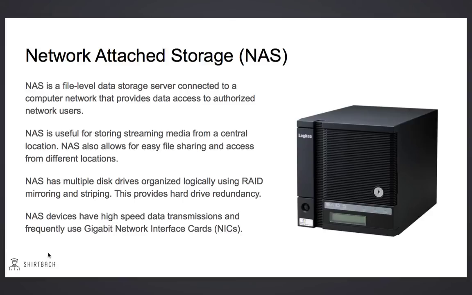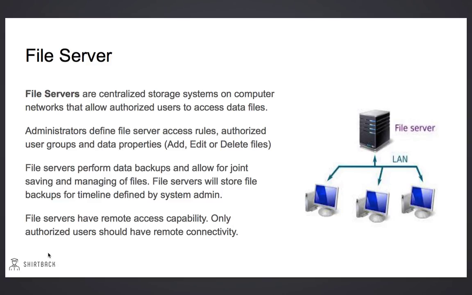NAS devices have multiple disk drives that are organized logically using RAID, mirroring, and striping. This helps to provide hard drive redundancy. NAS devices have high-speed data transmissions and frequently will use gigabit-sized network interface cards. File servers are centralized storage systems on computer networks that will allow authorized users to access data files.